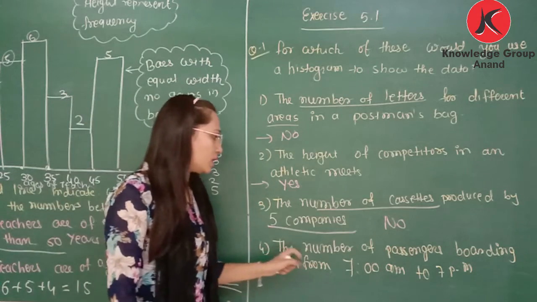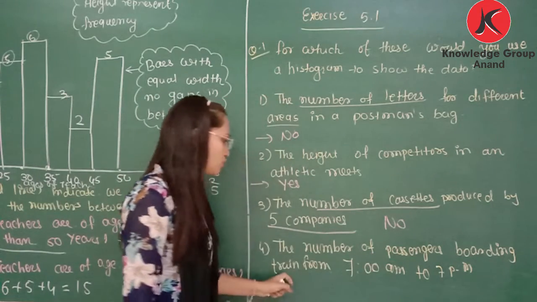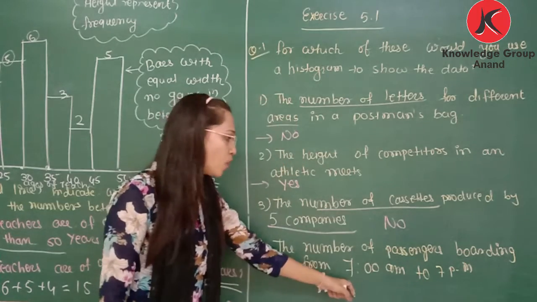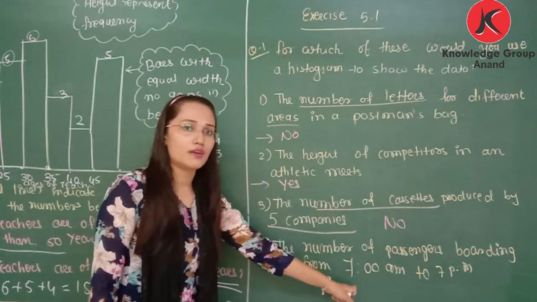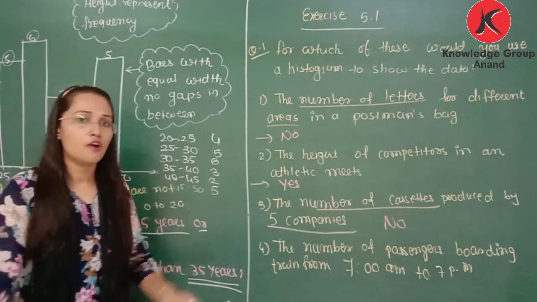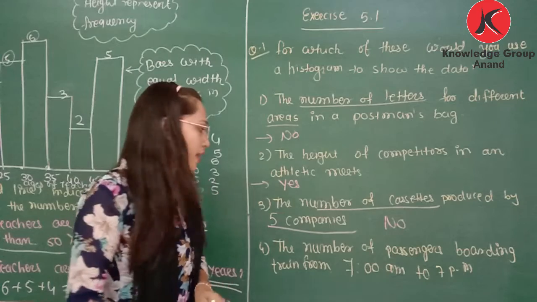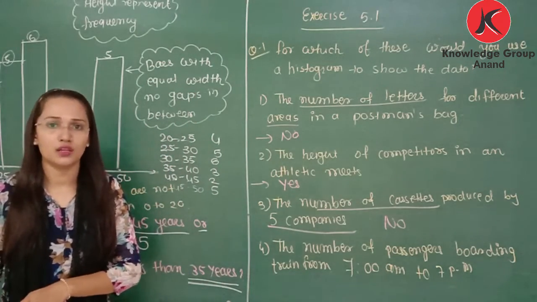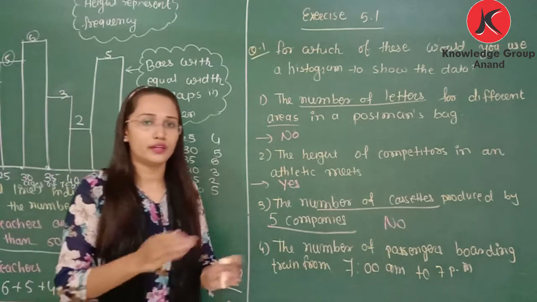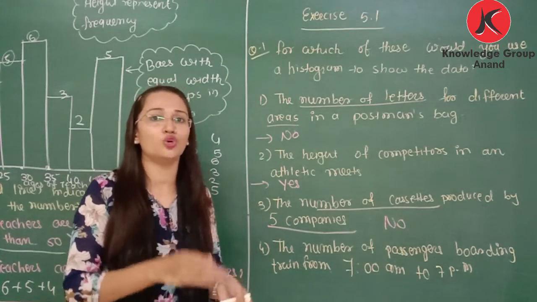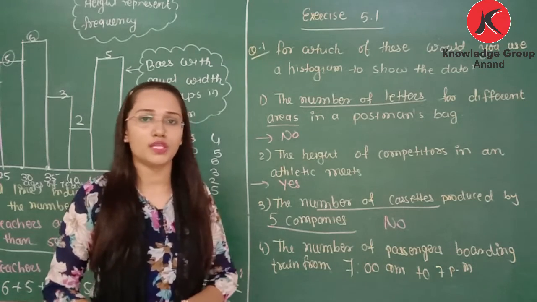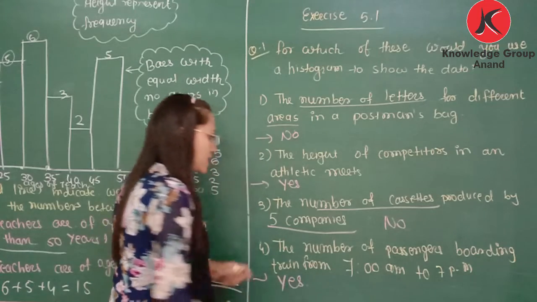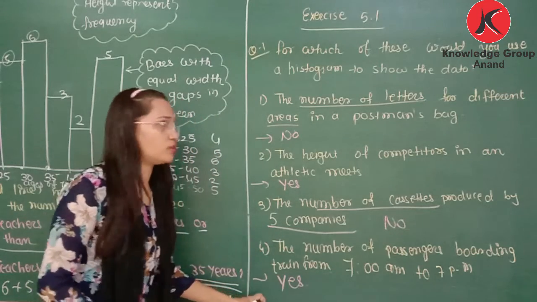Now next, the number of passengers boarding a train from 7 a.m. to 7 p.m., means in the morning from 7 to evening 7. So here we need to represent from 7 to 8 a.m. how many passengers are boarding. From 8 to 9 how many passengers are boarding. From 9 to 10, 10 to 11. So here we are making the group of time. Means we are representing the grouped frequency distribution. So yes, we are going to represent this information in a histogram.